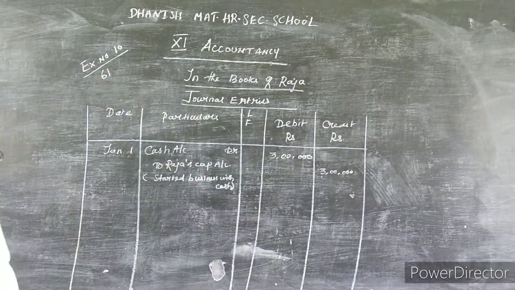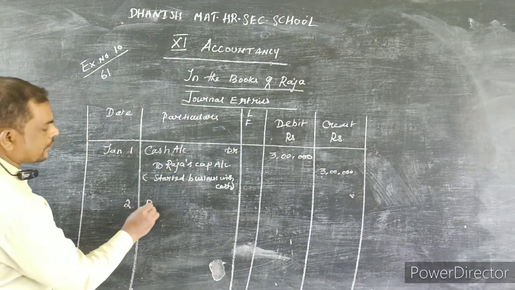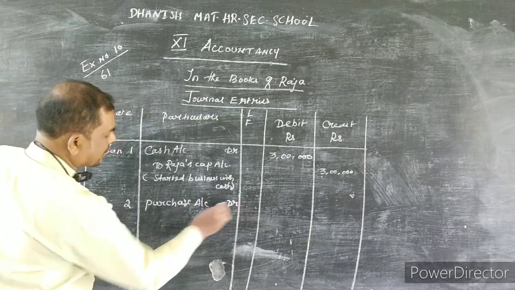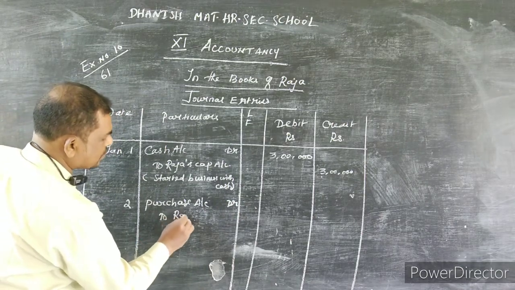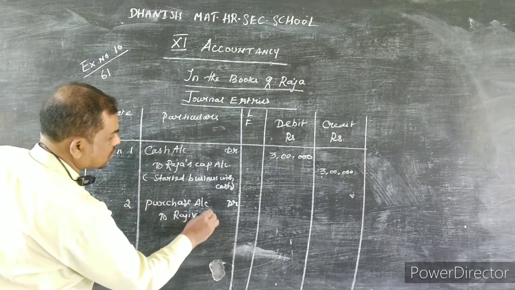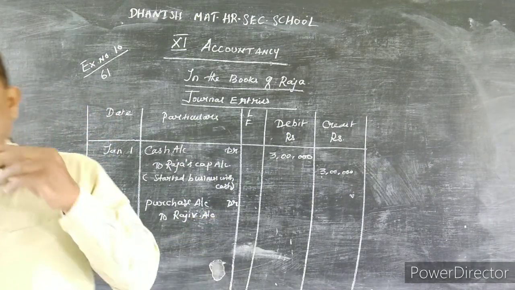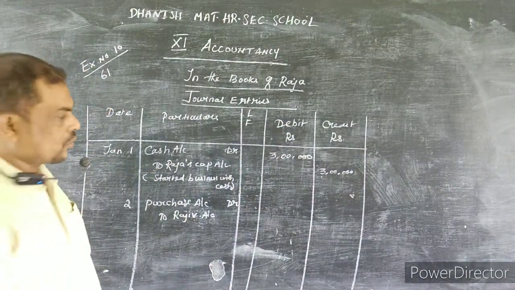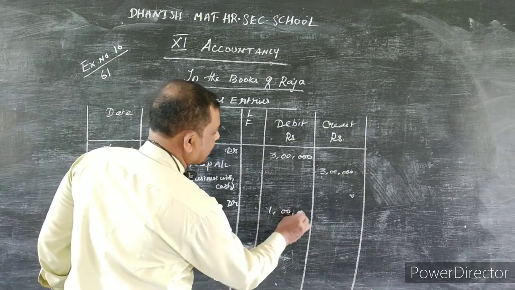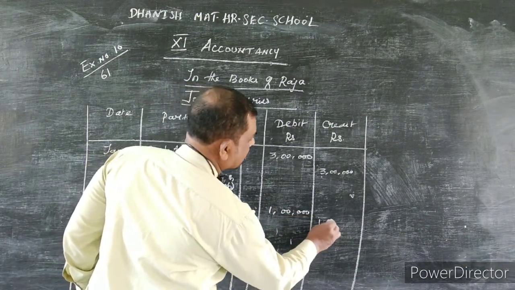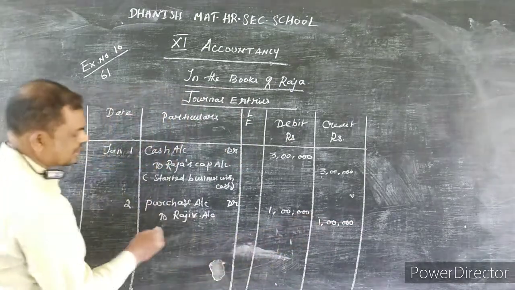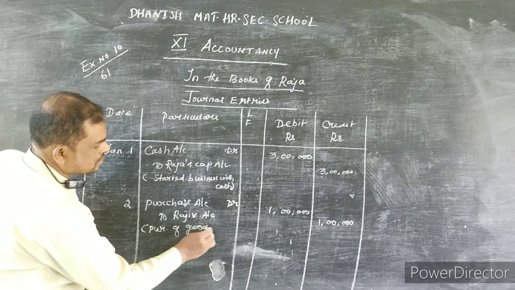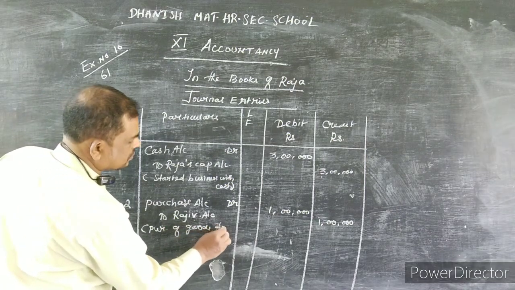What is the date? The date here is 2. So date 2: Purchase account debit to Rajiv account, because we have to pay the amount to Rajiv. Till the payment is made, we use the Rajiv account because Rajiv is the creditor here. The amount is 1 lakh rupees. What is the narration? Purchase of goods from Rajiv.